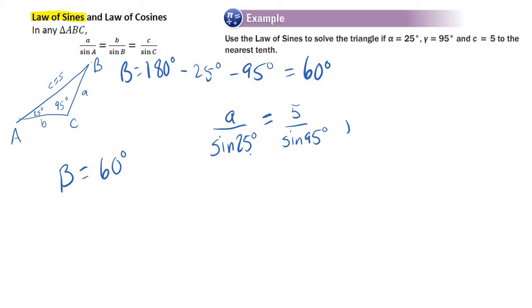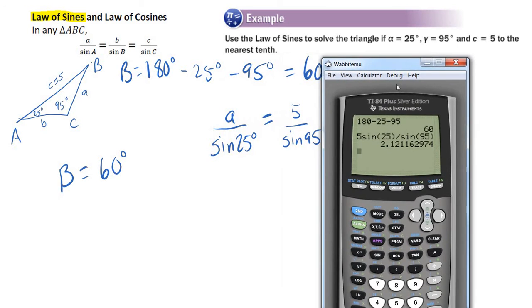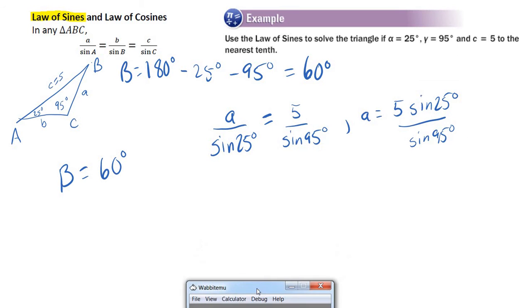Of course, I want to get A by itself, so I'm going to multiply by sine 25 up here. So A equals 5 sine 25 all over sine of 95. Okay, let me bring my calculator back in. Let's go ahead and plug that in. Make sure we're in degree mode here. So 5 sine 25 divided by sine of 95, and we get about 2.1. Now it says to the nearest tenth, so about 2.1 is where we're going to round that.